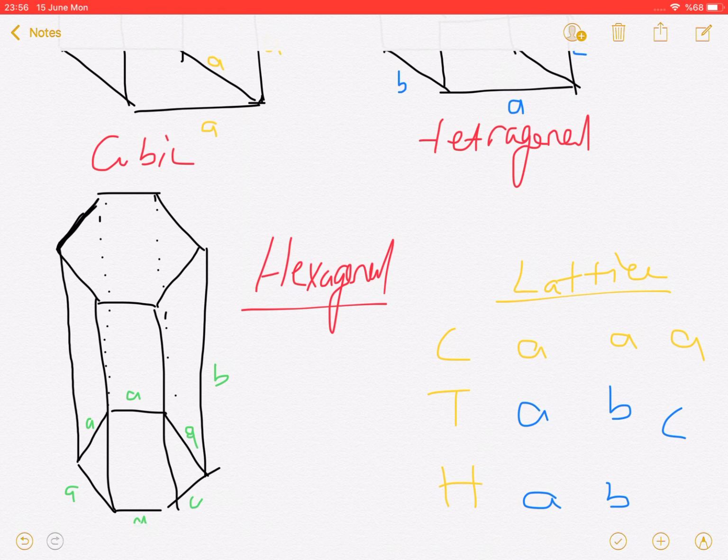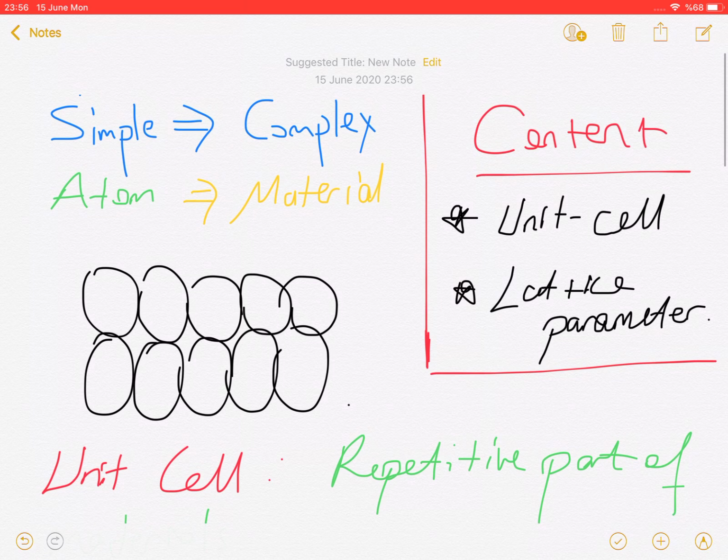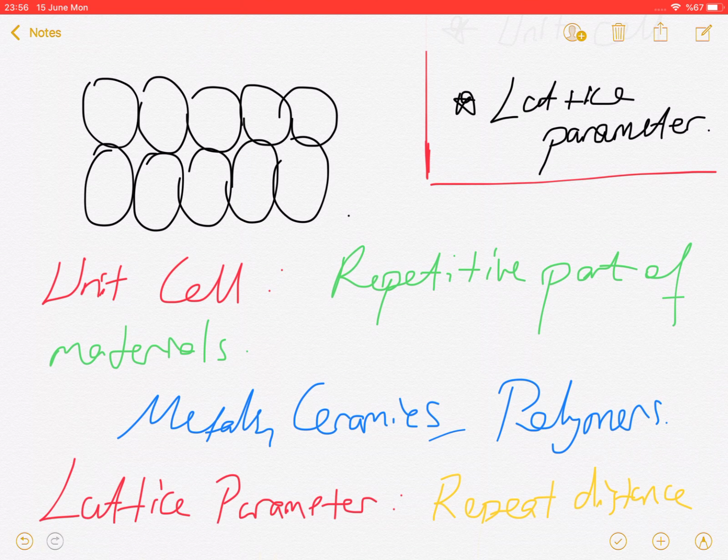Which means that the lattice parameter changes from material to material, for example from iron to, let's give another example, polonium. Its dimensions change. Its dimensionality is always 3D, by the way. I'm sorry about that. So what we learned is that the unit cell is the basic thing to understand the material. Unit cell is a repetitive part of the materials.